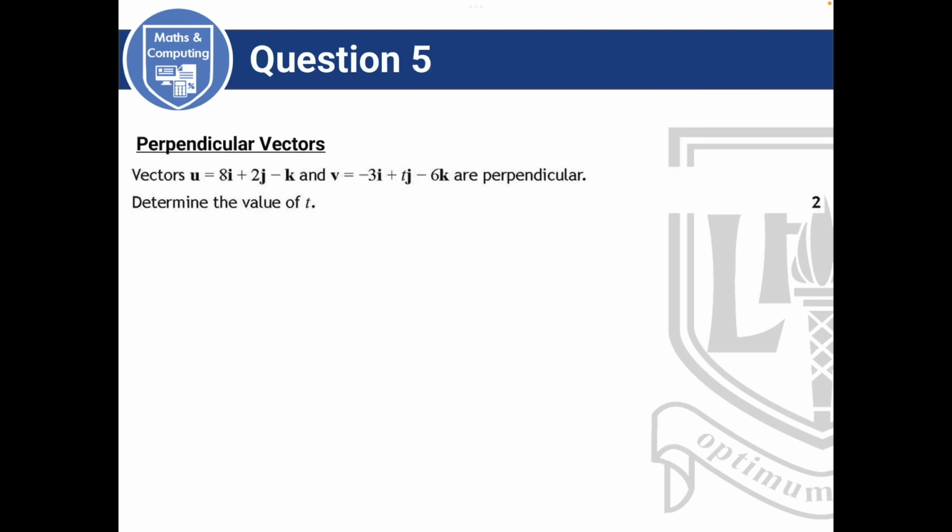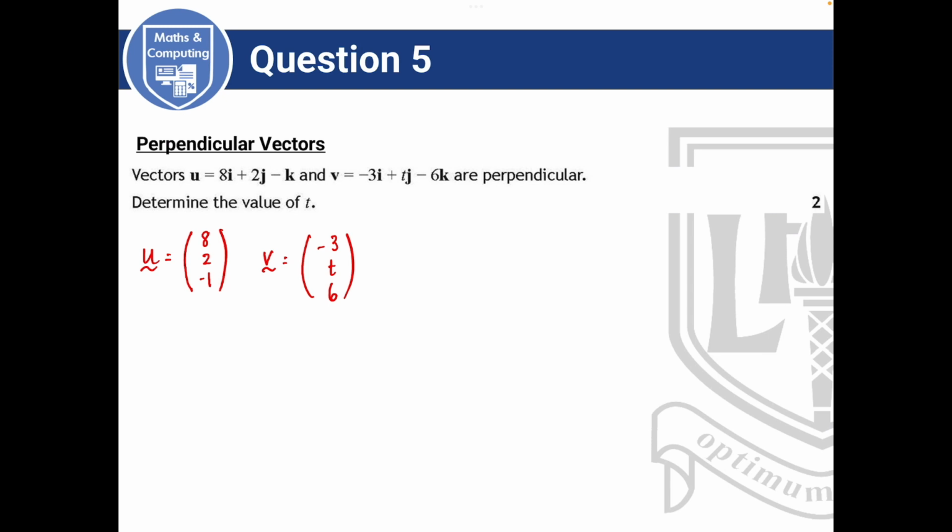Okay, question 5 here is a perpendicular vectors question. You can see that these are set up in a slightly different format, so let's set these vectors up as column vectors first. So U would be 8, 2, minus 1, and V is going to be minus 3, t, 6. We've got a missing coefficient here in vector V. We know that these vectors are perpendicular, and we want to determine the value of t.